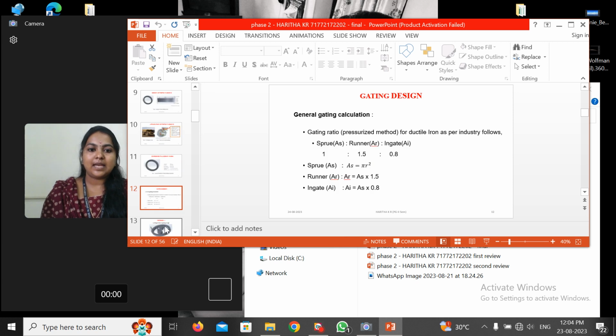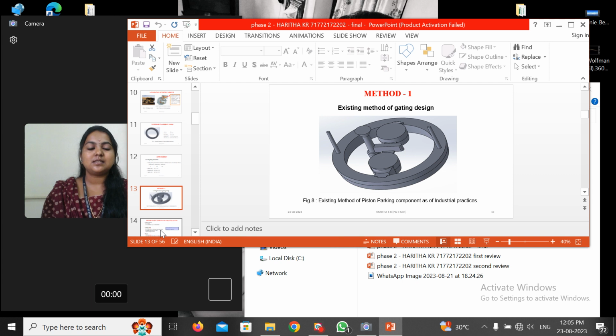And this is the gating design calculation. As per the industry, they follow the pressurized gating design for the area calculation with respect to the sprue, runner and in-gate, 1:1.5:0.8. The area of the sprue can be calculated using the formula pi r square or pi d square by 4, the area of the runner bar is the area of the sprue into 1.5, and the area of the in-gate is the area of the sprue into 0.8. This is method 1, which is the existing method of gating design.